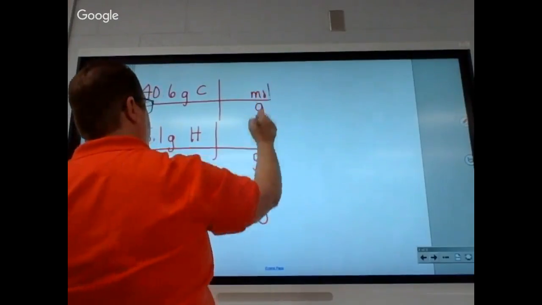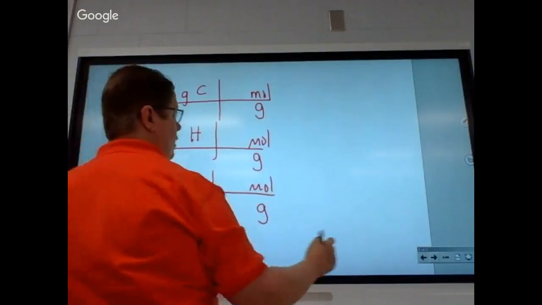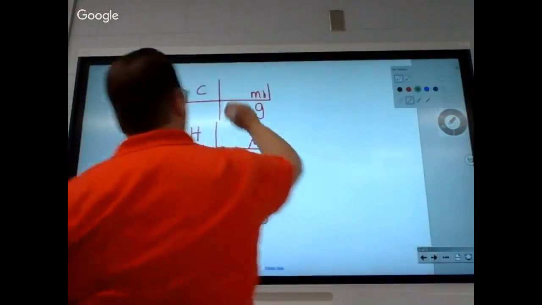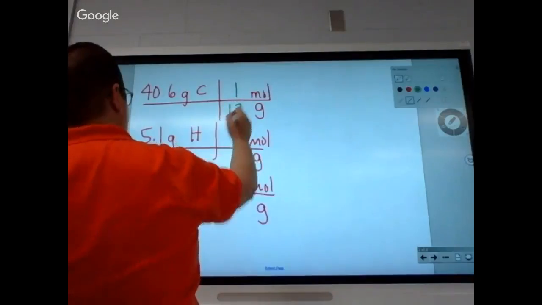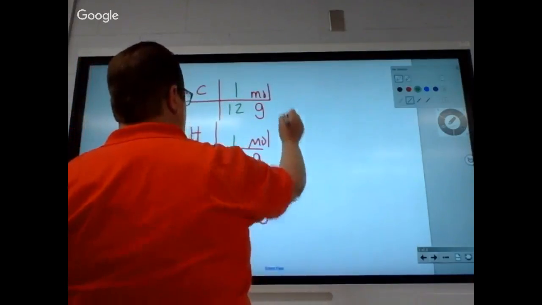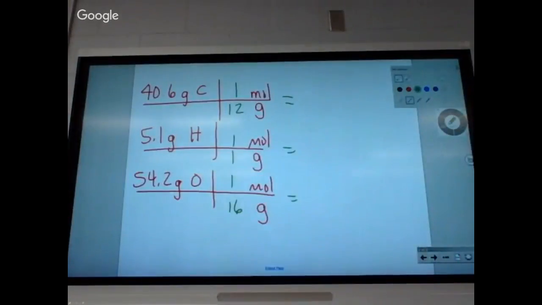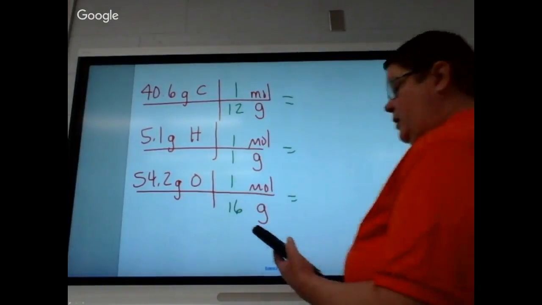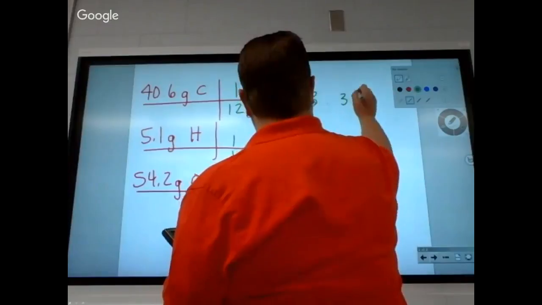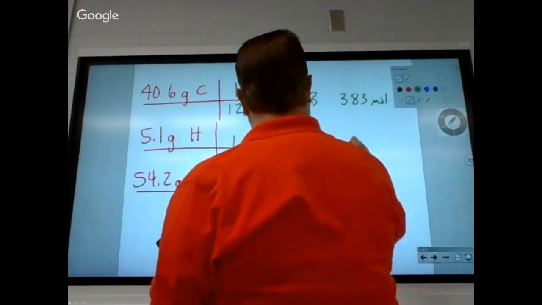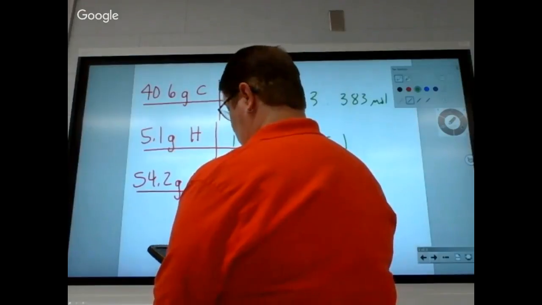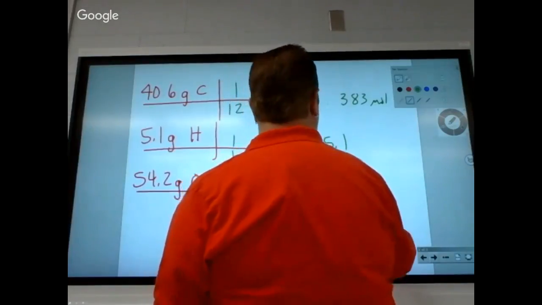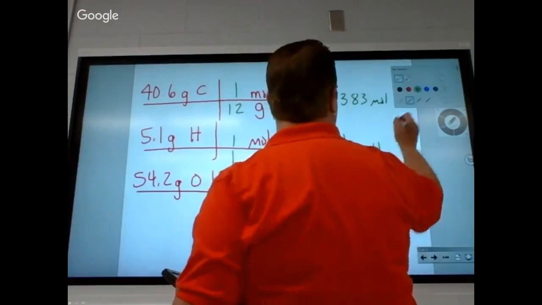All right, so moles. Moles still gets what? The mass of carbon is 12, hydrogen's 1, and oxygen is 16. All right, let me get a calculator. So 40.6 divided by 12 is 3.383 moles. That'll be 5.1, which is 3.387 moles.